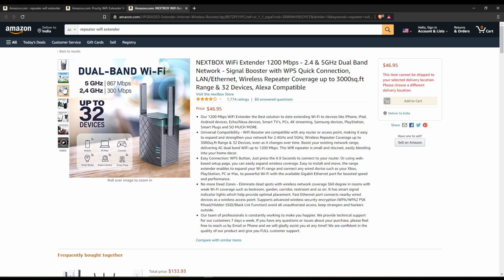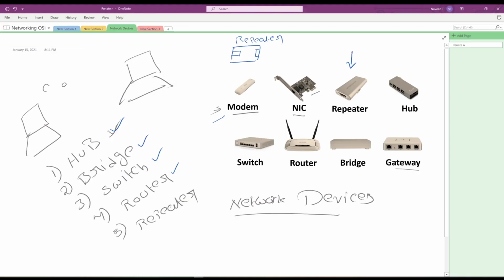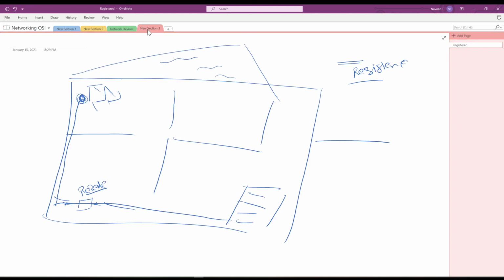Let's say that your wireless router is placed somewhere in your room. Okay, your wireless router is placed here. But there is a park, a garden here. What happens? This signal is not coming here.